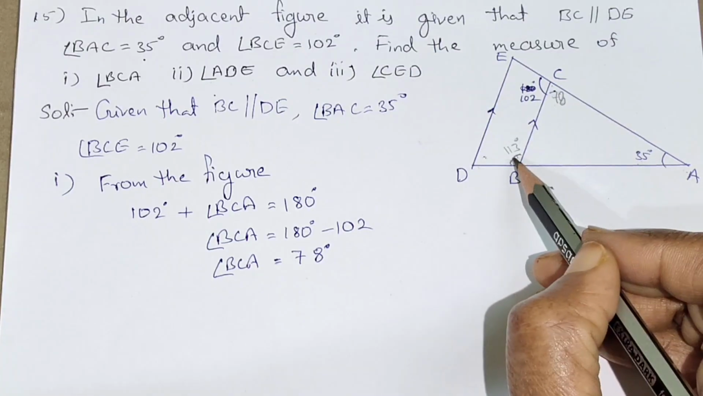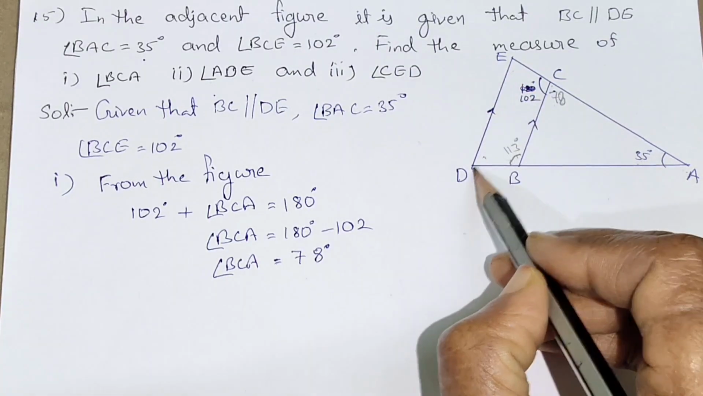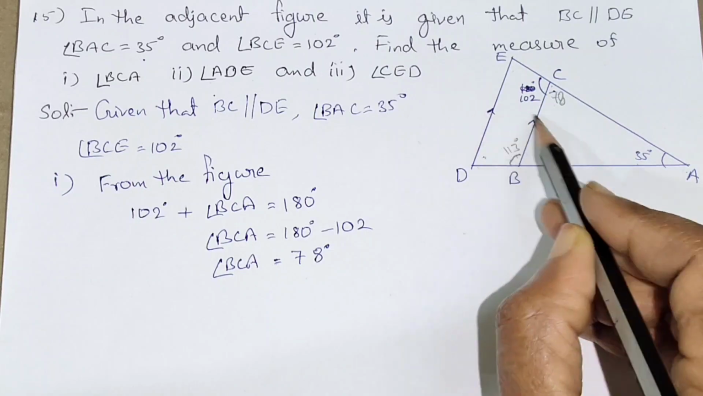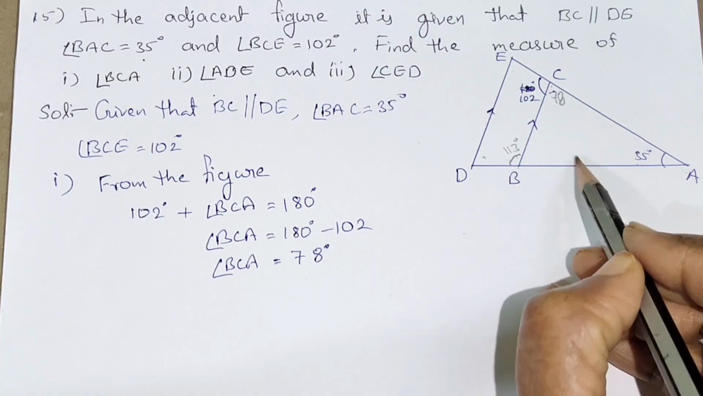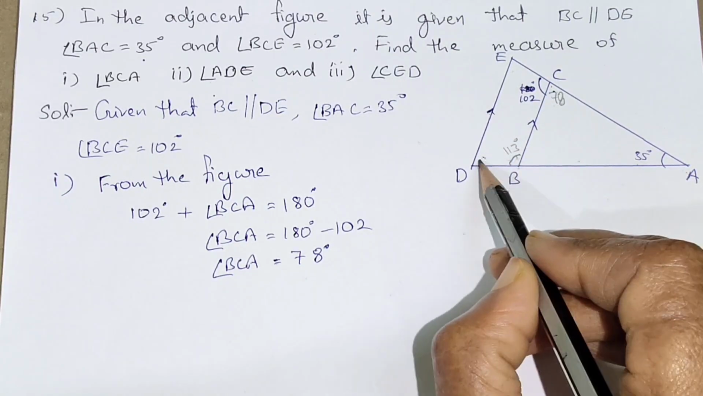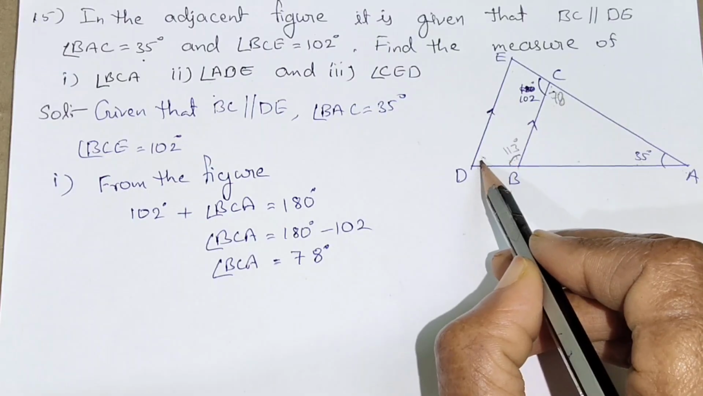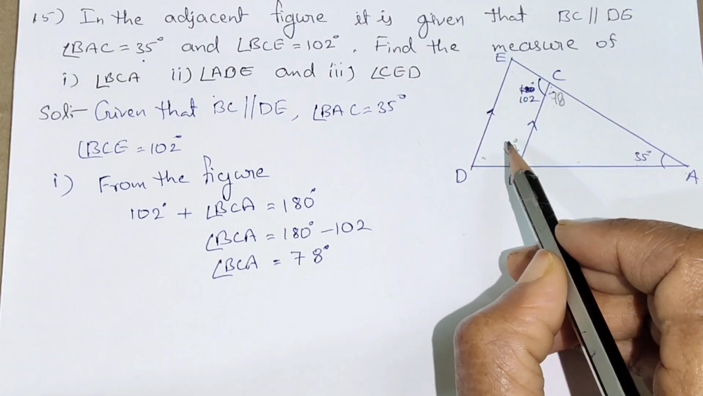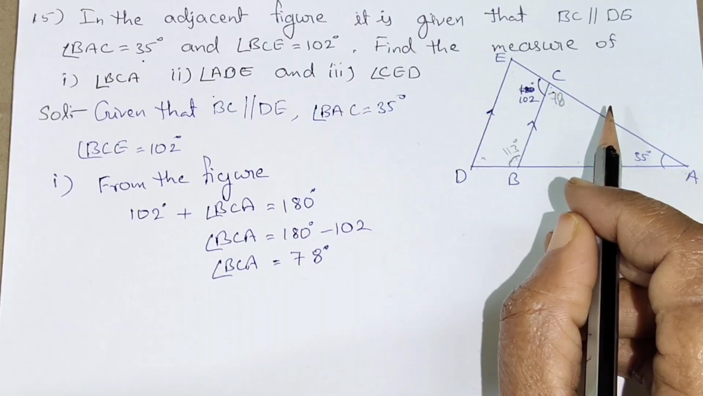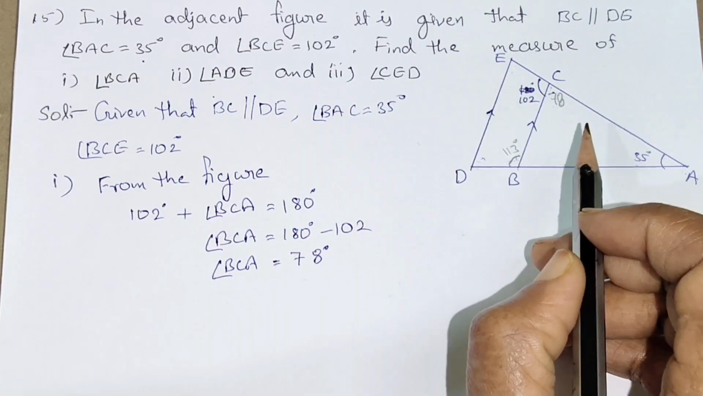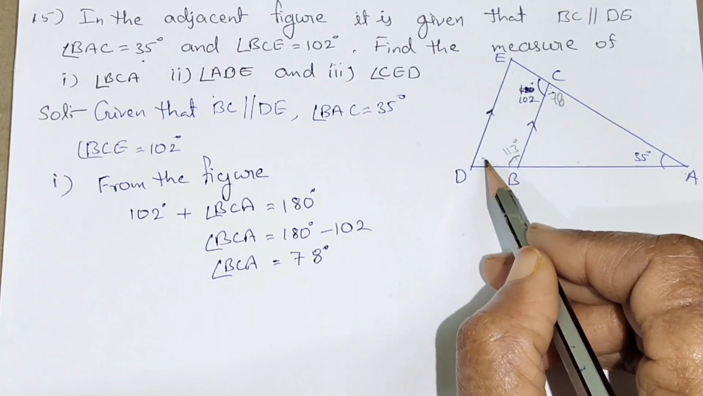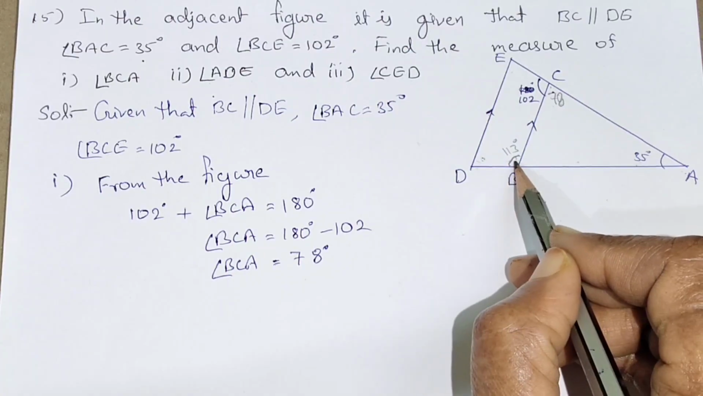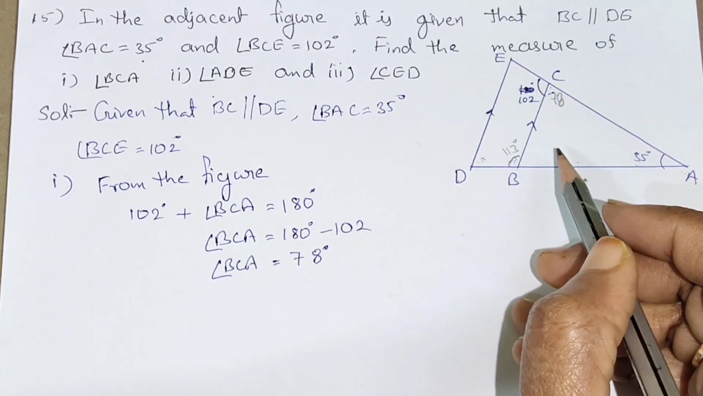DE and BC are parallel lines, so BD is a transversal. These are interior angles on the same side of the transversal. The sum of these two angles is equal to 180.